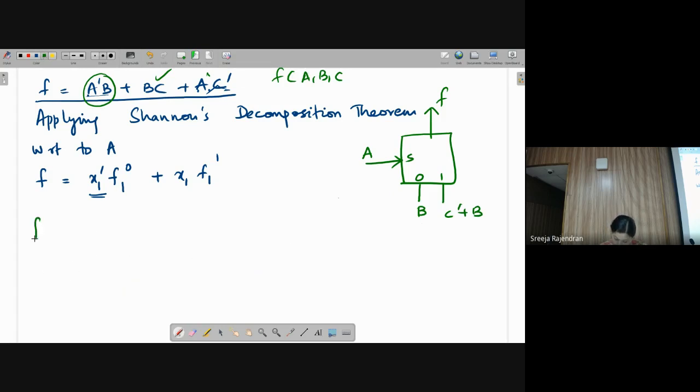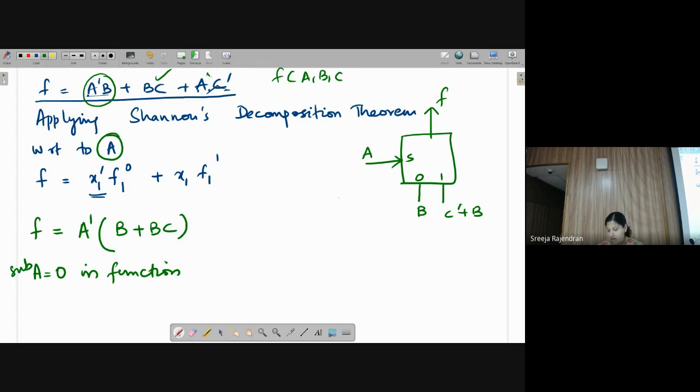Okay. So, this F is going to be equal to the complement of whichever variable I'm taking. So A complement, and I have to give A is equal to 0 in this function. So substitute A is equal to 0 in the function. When A is equal to 0, A bar is equal to 1. So I get B plus BC, and this is A complement. No, this is not A complement, this is just A. This time I write. So A is 0, so this term vanishes. So this is pending.